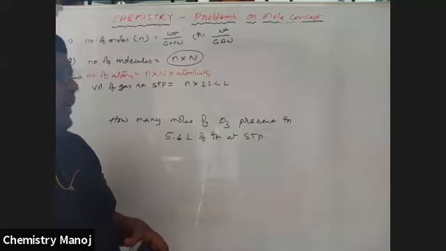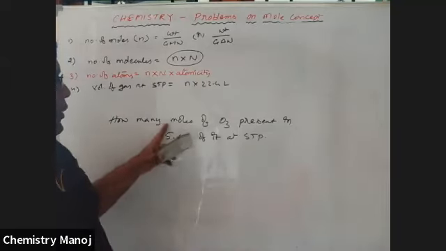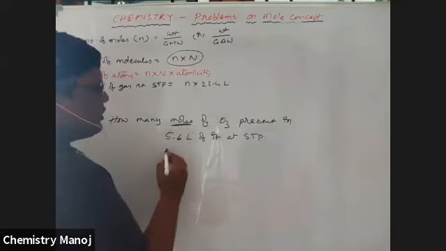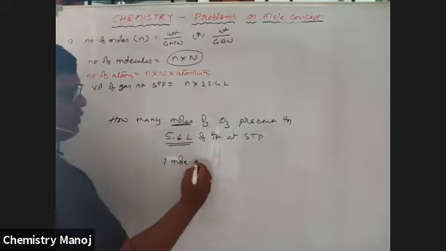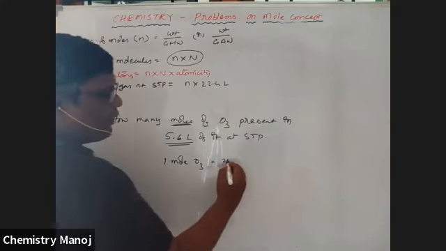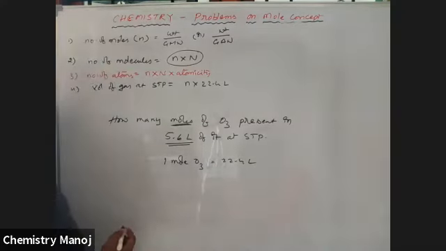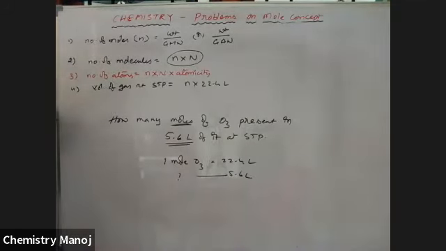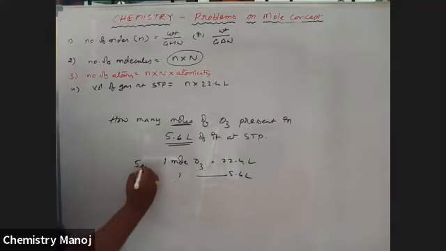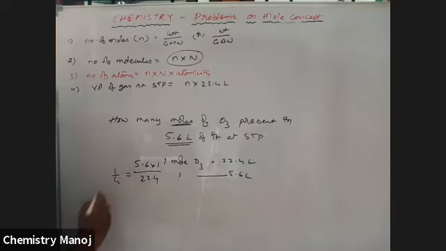5.6 liters of it at STP. So mind it, how many moles? You want to calculate moles by using the volume. We know 1 mole of any gas, it is O3, is equal to 22.4 liters. Now 5.6 liters is equal to how many moles? That is 5.6 into 1 by 22.4 liters. What is this 5.6? This is 1 by 4 moles.